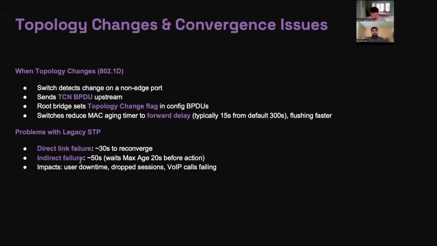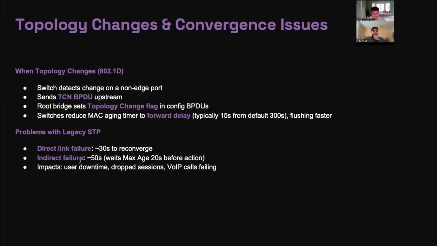And the problems with legacy spanning tree are direct link failure, which takes 30 seconds to reconverge based on the timers that you mentioned earlier, and an indirect failure, which is 50 seconds while it goes through those 20 plus 15 plus 15 timers. And the impact of this is, 50 seconds is a lot of time to wait for a redundant link to be established. 50 seconds for big enterprises can mean tens of thousands, if not hundreds of thousands of dollars that are being lost.